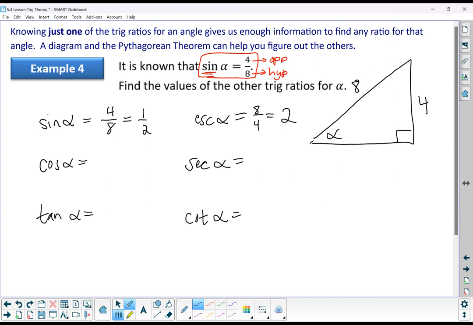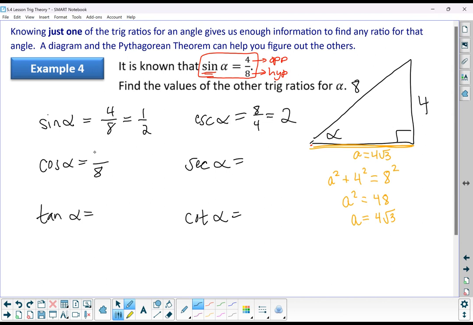All right, so let's see if we can figure out the other ones. Well, cosine is adjacent over hypotenuse. Well, I can certainly write down the hypotenuse, but to finish writing cosine, I need to know the adjacent side. So we can use the Pythagorean theorem to figure out the adjacent side. We know that the adjacent side, I'm going to just call it A for adjacent, A squared plus the other leg squared is equal to the hypotenuse squared, which means that A squared is equal to 64 minus 16, which is 48. And that means that that adjacent side is 4 root 3.